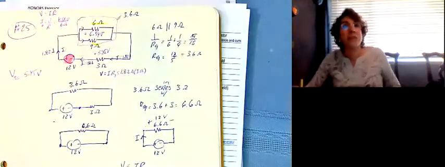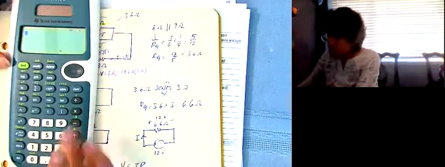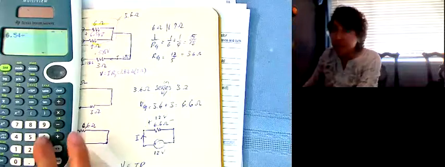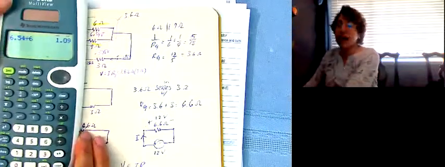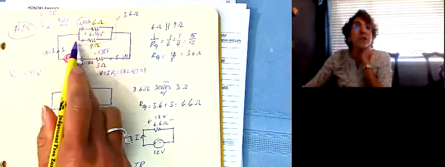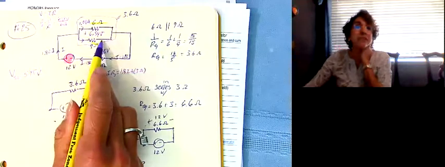I'll put I sub 6. So what do we have here? I've got 6.54 divided by 6. I get 1.09. Okay, so I know that from here I have 1.09 amps. That's how much goes through there. Now I could just take 1.82, subtract 1.09, and that gives me the current going through here, because they have to add up to the 1.82.